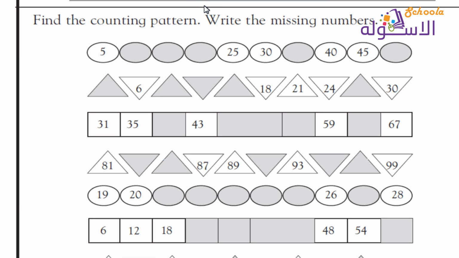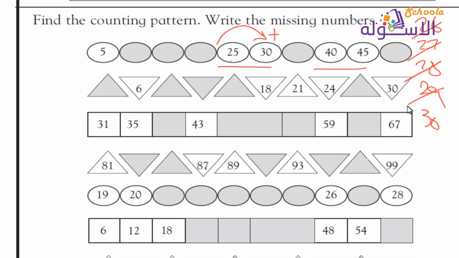Number one. Where are the two adjacent numbers? Here and here. You can choose any one of them. I will choose here. 25 becomes 30. It's going up, so it's add. Adding how much? I count after 25 and stop at 30. After 25, 26, 27, 28, 29, 30. How many numbers? 1, 2, 3, 4, 5. So I'm adding 5.